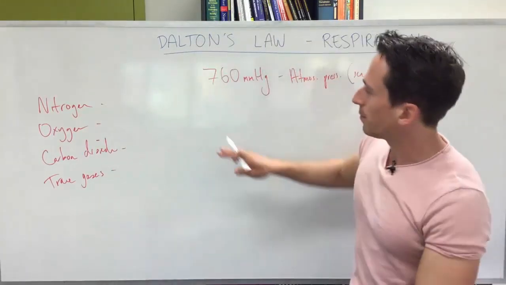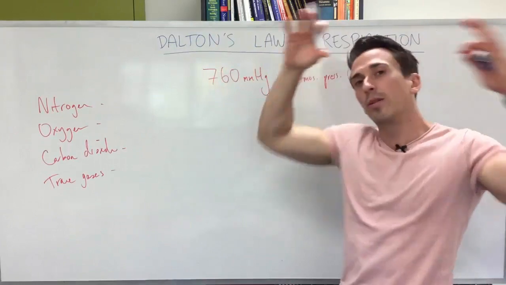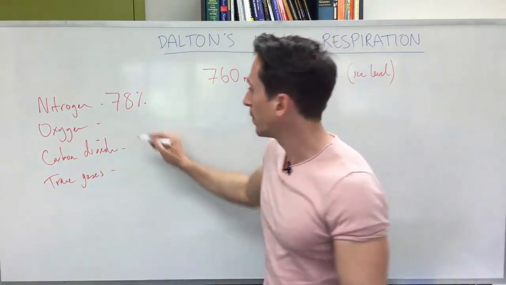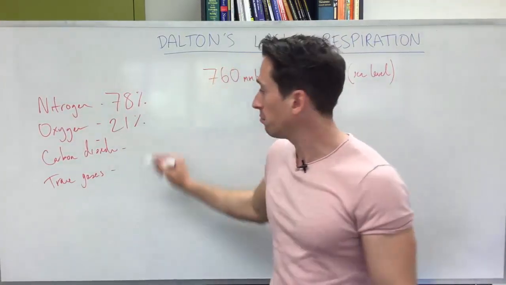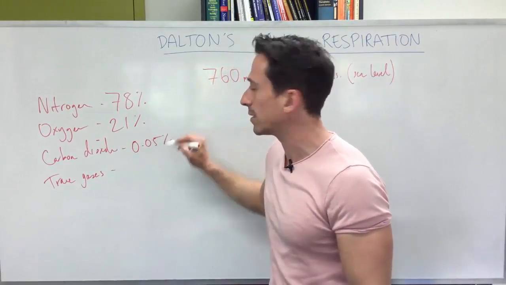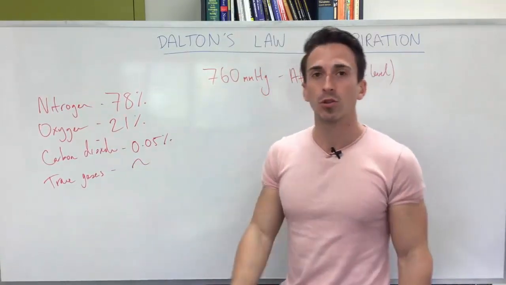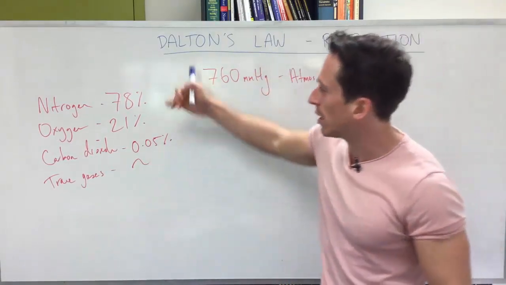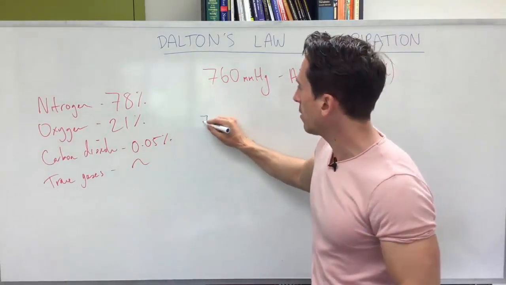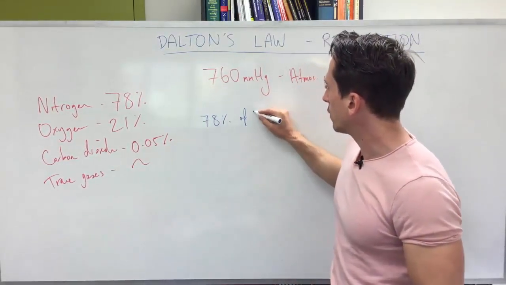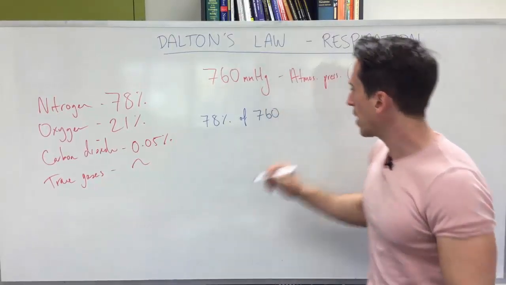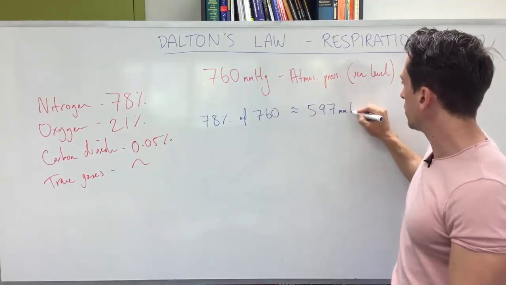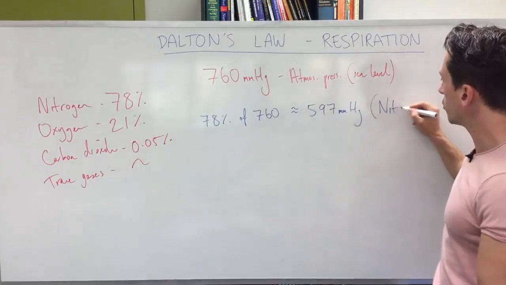Now, if we were to take a look, of the 760 millimeters of mercury worth of pressure around us, about 78% of it is actually composed of nitrogen. Around about 21% of it is oxygen. Approximately 0.05% is carbon dioxide, and the rest is made up of the trace gases. So if we were to do the calculations to find out what the individual pressures are for each of these, well, you'd do 78% of 760 millimeters of mercury, which is around about 597 millimeters of mercury, and this is for nitrogen.